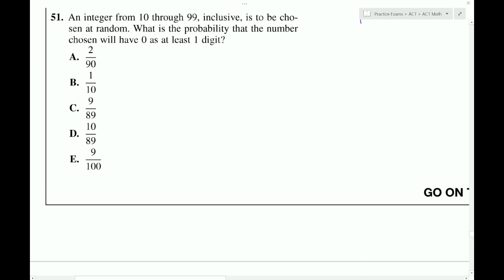An integer from 10 through 99 inclusive is to be chosen at random. What is the probability that the number chosen will have 0 as at least one digit? Okay. Right. So let's see.